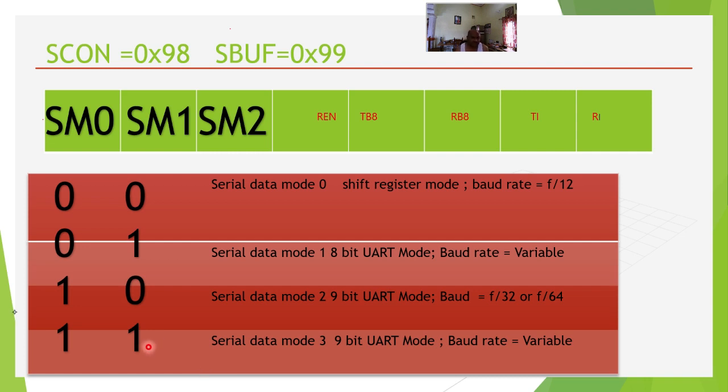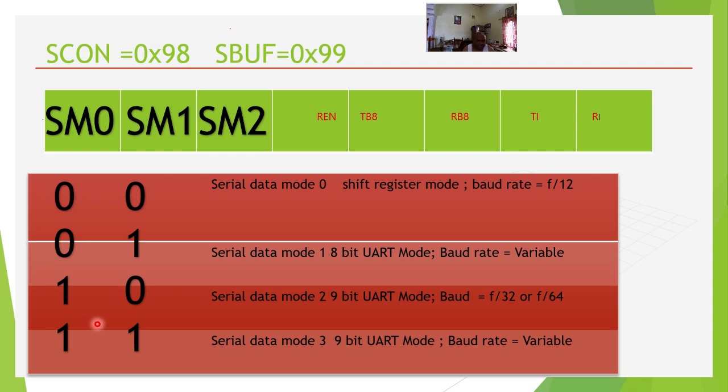So what are SM0 and SM1? They are going to decide which serial data mode we are going to use. As I told just now, each can store either 0 or 1. If SM0 and SM1 are 0 0, then we will get serial data mode 0. If SM0 and SM1 are 0 and 1, we will get serial data mode 1. If SM0 and SM1 are 1 and 0, we will get mode 2, and if they are 1 and 1, we will get serial data mode 3. Okay, so like that we have different data modes. Sir, what about SM2?